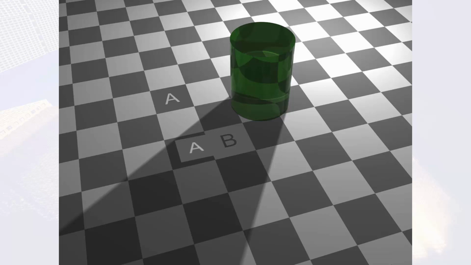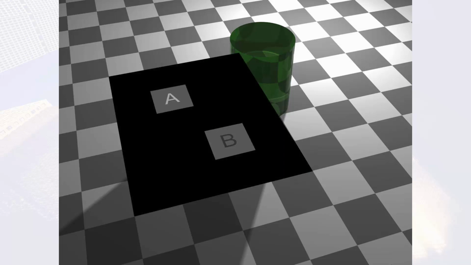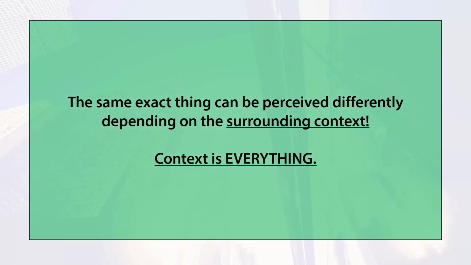Let me show you how the surrounding context is important in this situation. Watch what happens when I erase the context around square A and square B. All of a sudden, you can perceive the two squares have the exact same color because they are placed in the same exact context. The lesson I want to extract out of this is quite simple, which is that the same exact thing can be perceived differently depending on the surrounding context.